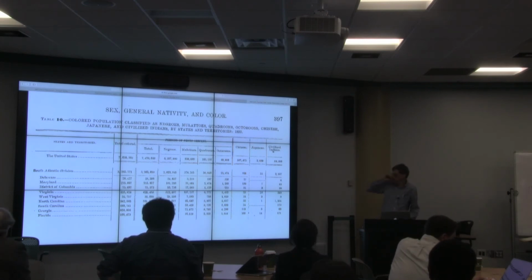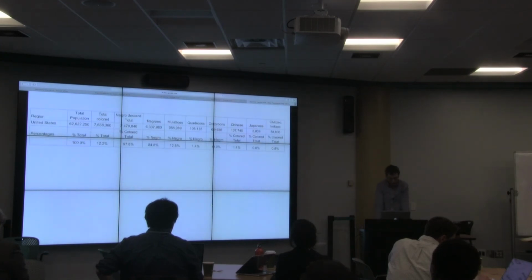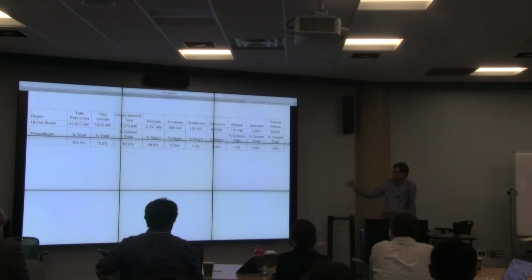And so this is what the table looks like with the classification by color, so total colored, persons of Negro descent, and then within that, total Negroes, mulattoes, quadroons, octoroons. And they have this for every state, this distribution. This is the numbers across the country in terms of the distribution at the time. The US population was about 12% colored across all of those categories. Within that, 85% were Negro, and then lower percentages for mulatto, for quadroons, for octoroons.